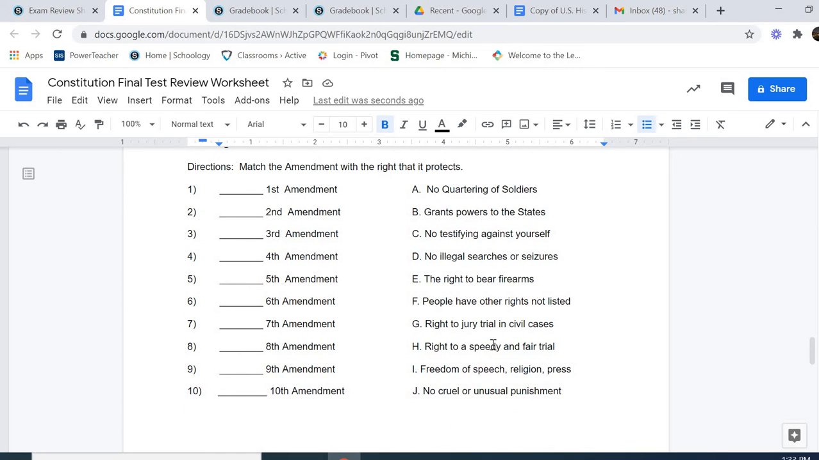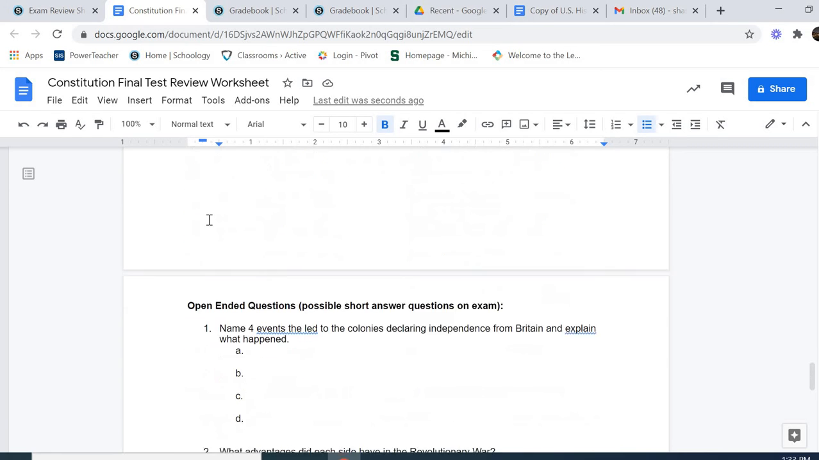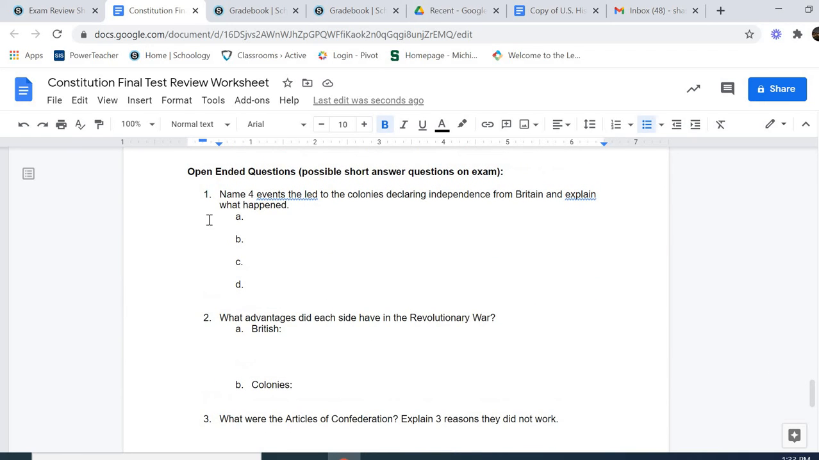Bill of Rights, matching: you can use your own research and the wonderful PowerPoints that you put together, or if you're like, hey, I'm going to use the one that we went over together as a class, that's fine too. And then the last page are open-ended questions, short answers.